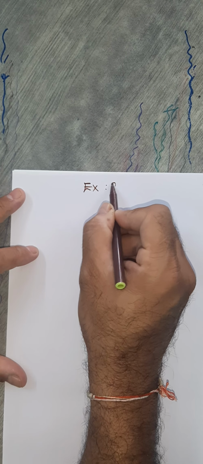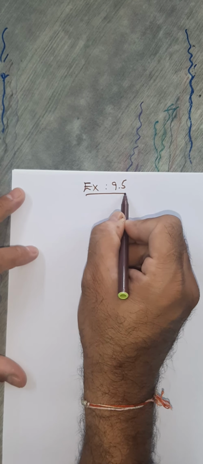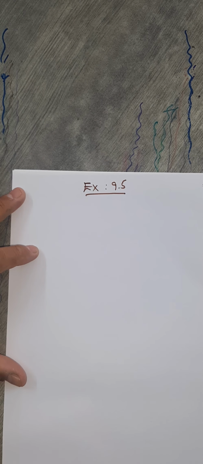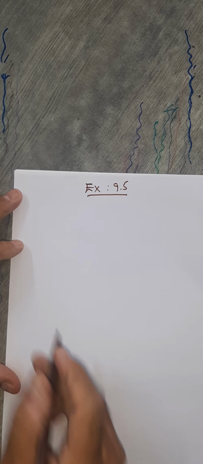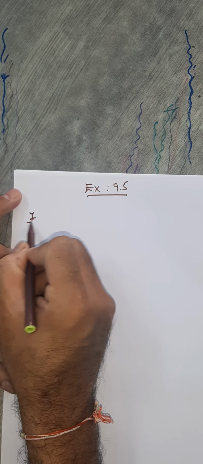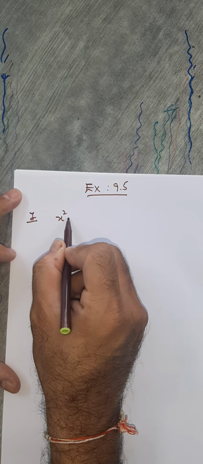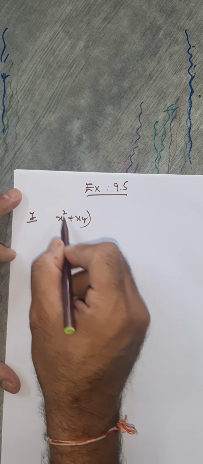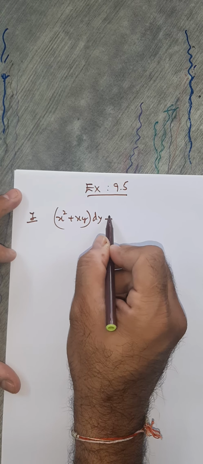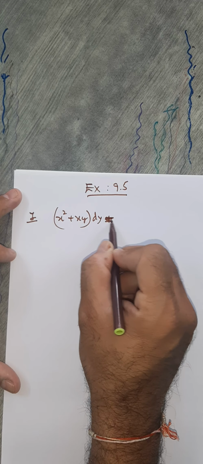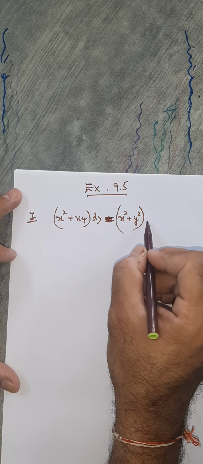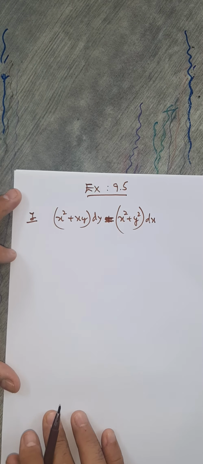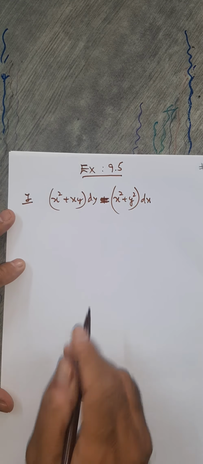Exercise 9.5, just read the question. Solve the given differential equation, which are obviously homogeneous differential equations. Your first question: the given differential equation is (x square plus x into y) into dy equals to (x square plus y square) into dx. Fine. Now what's the first step?